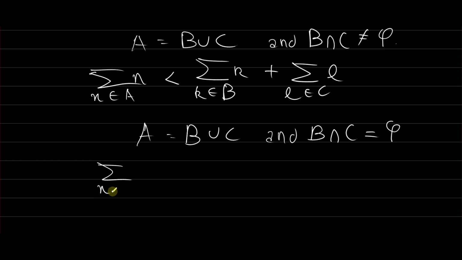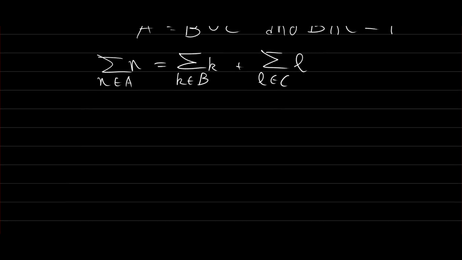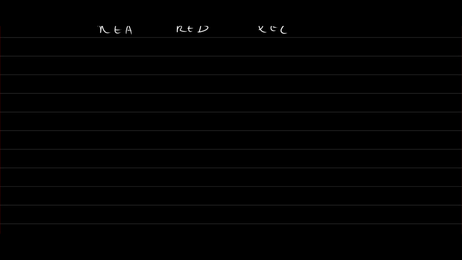We rather get the sum of n belonging to A of n is equal to the sum of k belonging to B of k plus the sum of l belonging to C of l. So we have derived the third property with a special condition that the intersection of B and C should be phi. So we have two notations, three properties, and now we can prove our starting statement, the statement by which we started the video, that the sum of all integers is equal to 0.